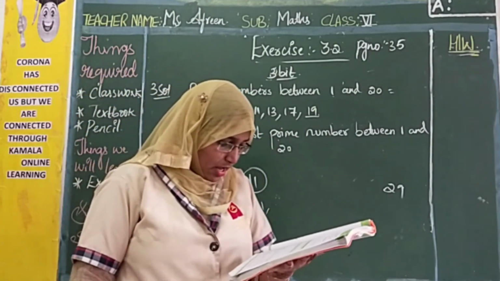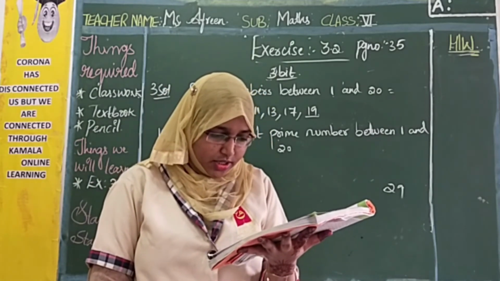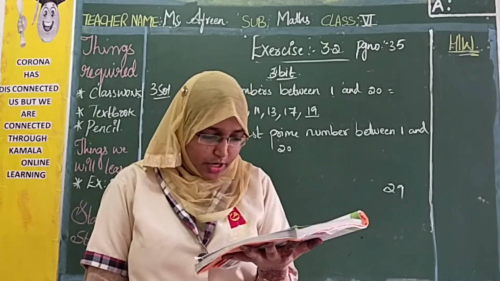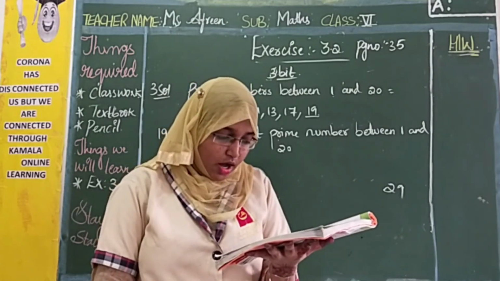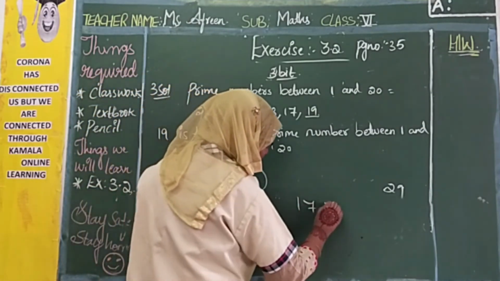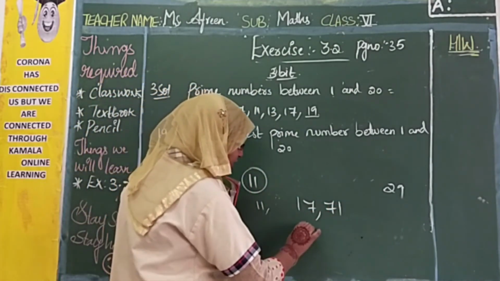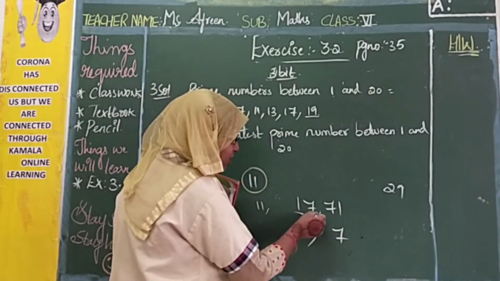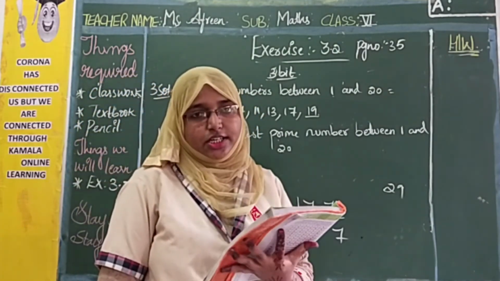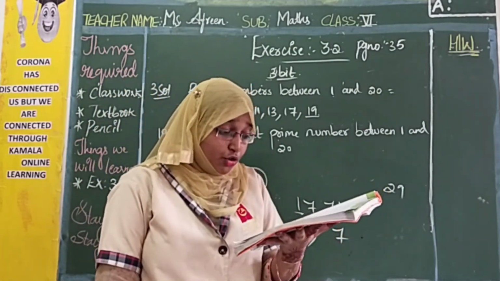Okay. Next, fifth one. See, the numbers 17 and 71 are prime numbers. Both these numbers have the same digits, 1 and 7. Find two more such pairs of prime numbers below 100. So here they have given two numbers, 17 and 71. 17 is a prime number and 71 is also a prime number. Both the numbers have 1 and 7. Here is 1, here is 7. Here is 7, here is 1. So what is it saying? These numbers have the same digits.